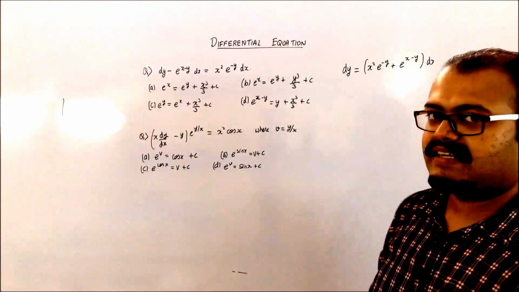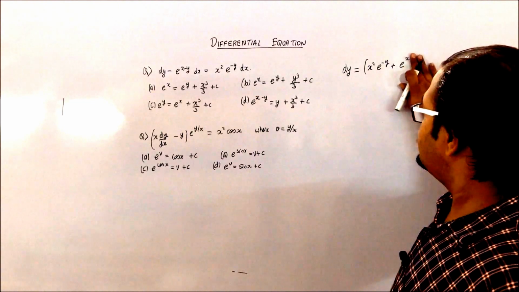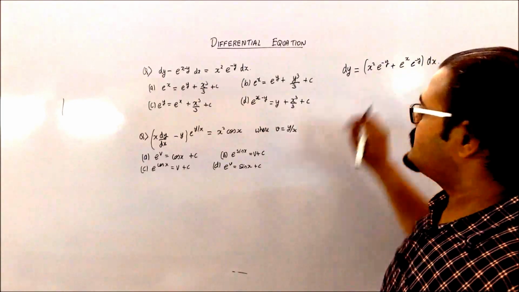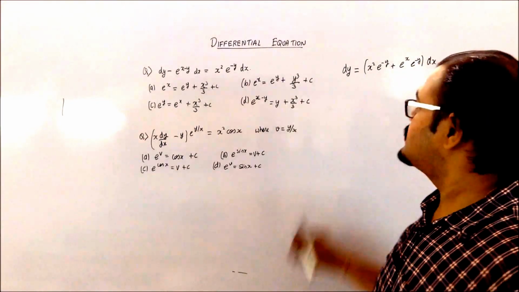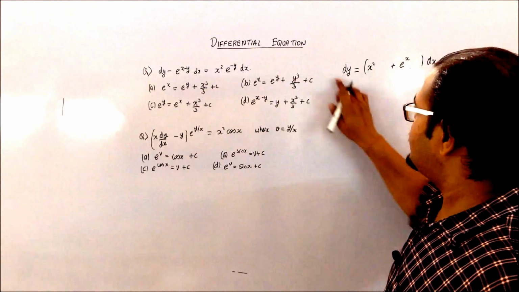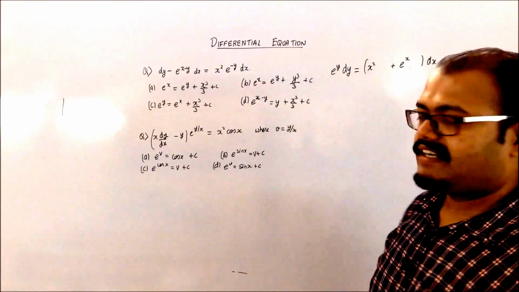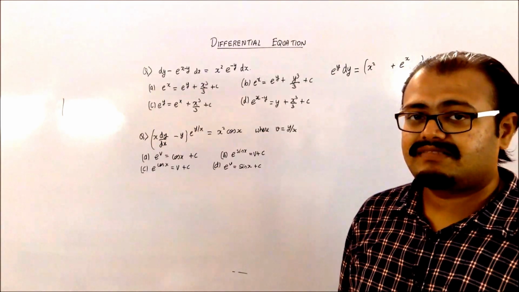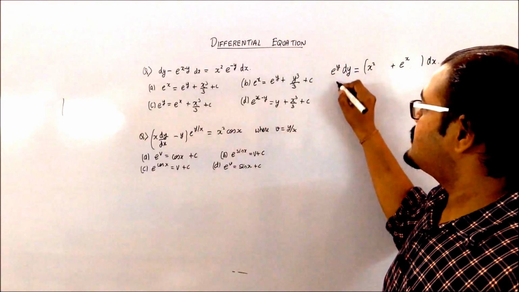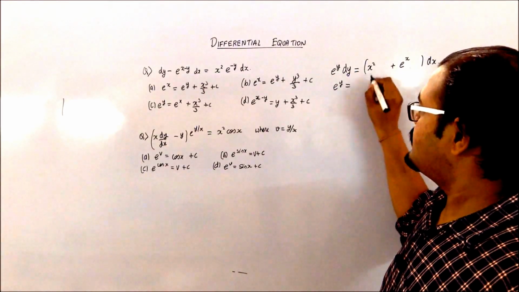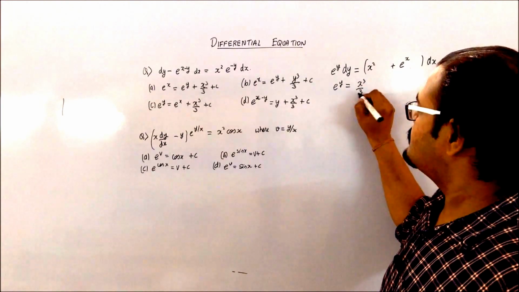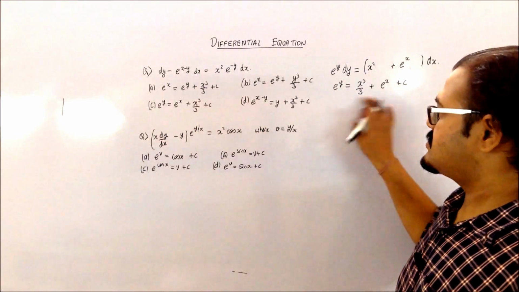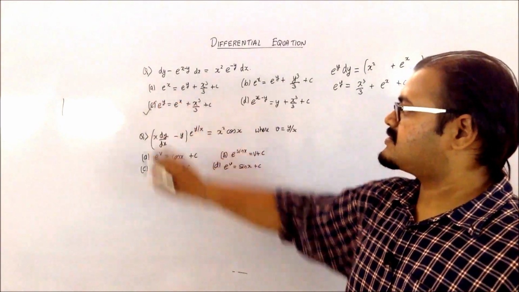Now this e raised to x minus y, I can write it as e raised to x into e raised to minus y because of the laws of indices. From this, if you take the e raised to minus y constant and take it that side, you will have e raised to y dy equals x square plus e raised to x dx. So this becomes a variable separable form. So e raised to y integration is e raised to y, x square is x cube by 3 plus e raised to x is e raised to x plus c. So if you just look out for this option, that comes in option C.